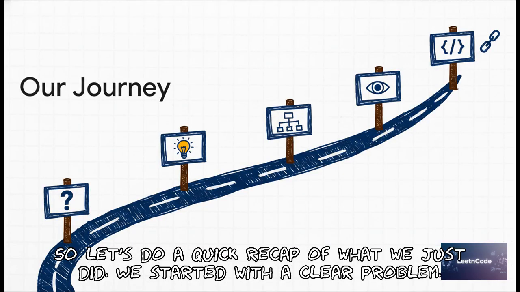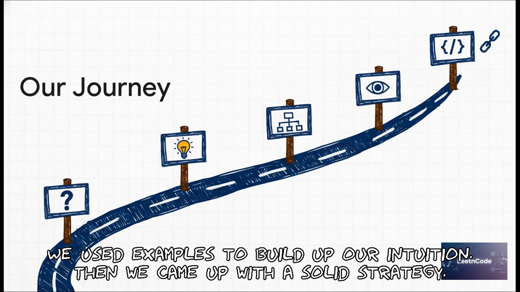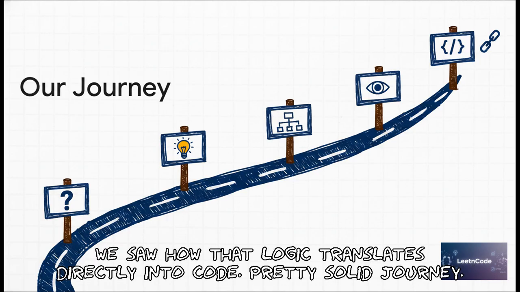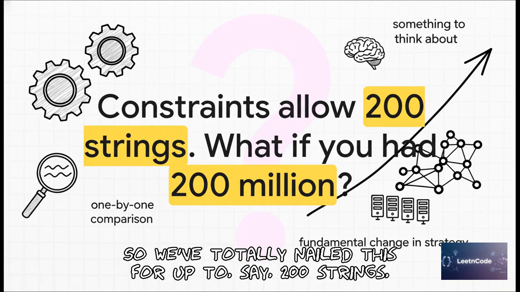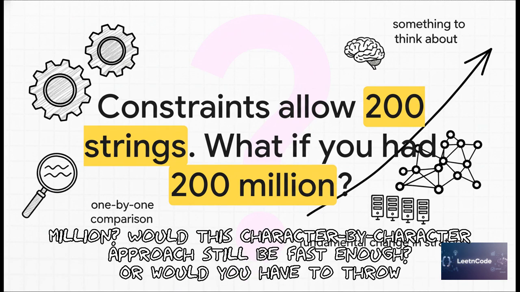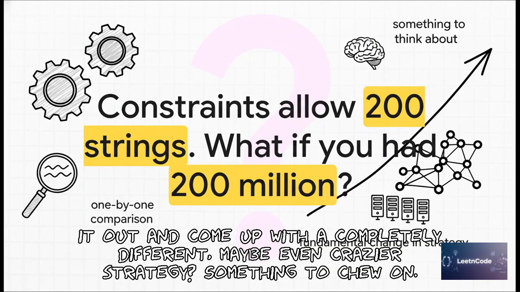So let's do a quick recap of what we just did. We started with a clear problem, we used examples to build up our intuition, then we came up with a solid strategy, we watched that strategy in action, and finally, we saw how that logic translates directly into code. Pretty solid journey. So we've totally nailed this for up to, say, 200 strings, which is what the source material talks about. But I want to leave you with a final thought. What if it wasn't 200 strings? What if it was 200 million? Would this character-by-character approach still be fast enough? Or would you have to throw it out and come up with a completely different, maybe even crazier strategy? Something to chew on.